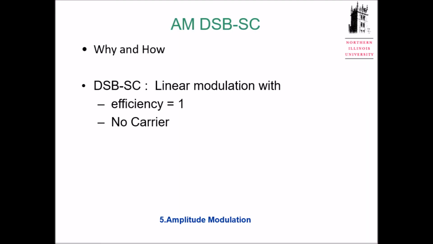The number for mu is around 5%, so very low. How can we do it? We have linear modulation with no carrier. If we do not have carrier anymore, all the power will be used by the information. So the efficiency now will be 100%, which is 1. So now let's look at more details. Really, what can we do?